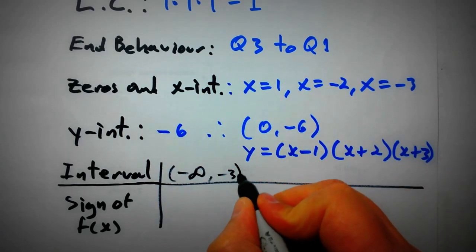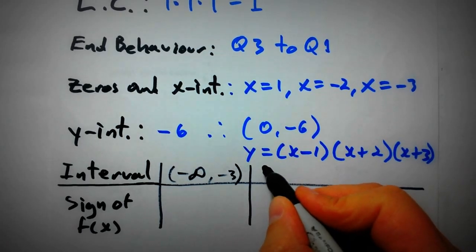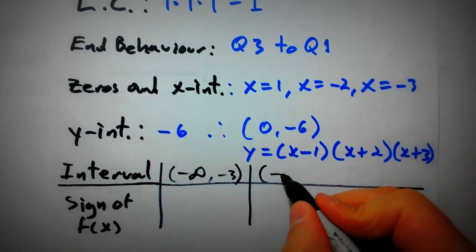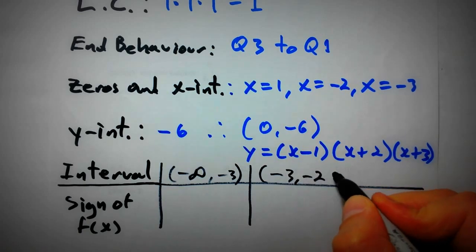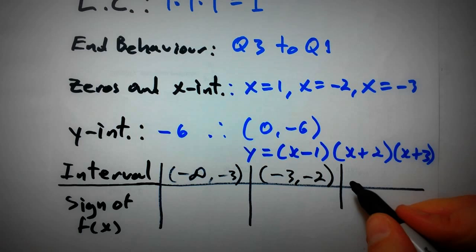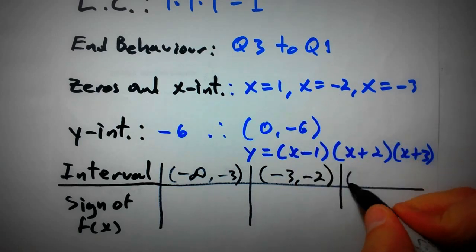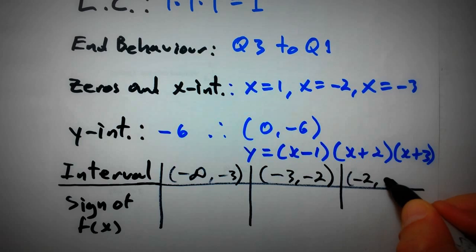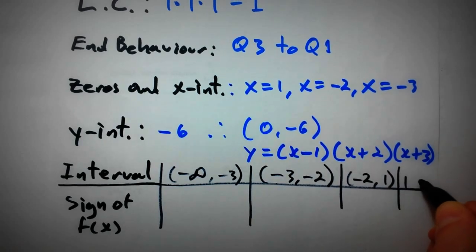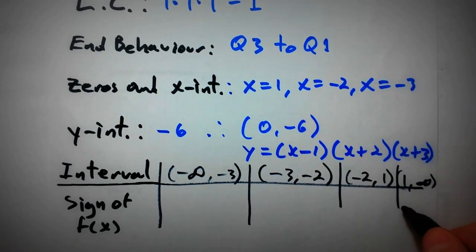We see how the function behaves up to -3, and then we want to see how it behaves between -3 and -2, and then from -2 to 1, and then from 1 to positive infinity.